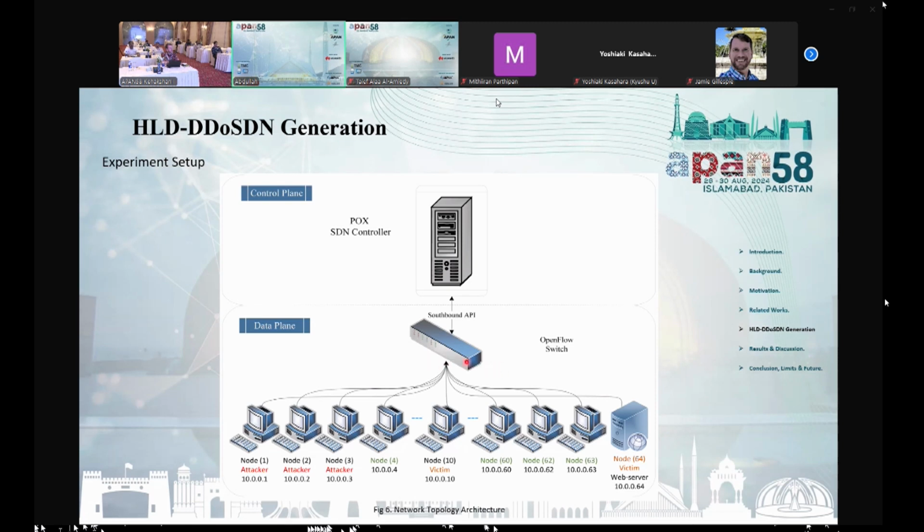One OpenFlow switch acts as a gateway that connects the controller and the data link layer. The testbed consists of 64 nodes, from 1 to 64. Some nodes act as attackers to generate high-rate and low-rate DDoS attacks against the SDN controller by targeting victim nodes. The remaining nodes generate normal traffic and act as legitimate nodes.